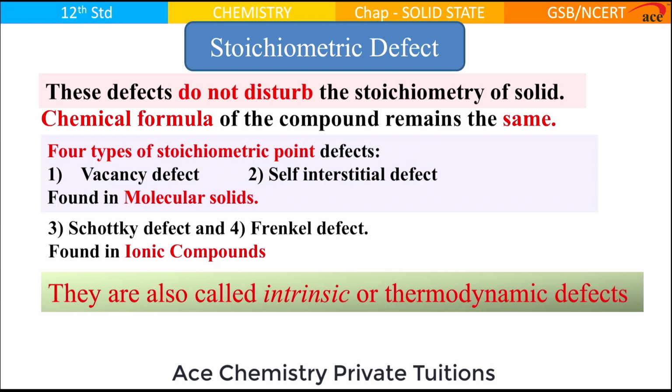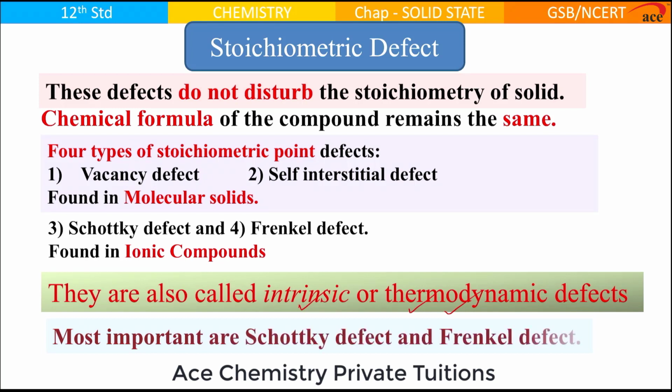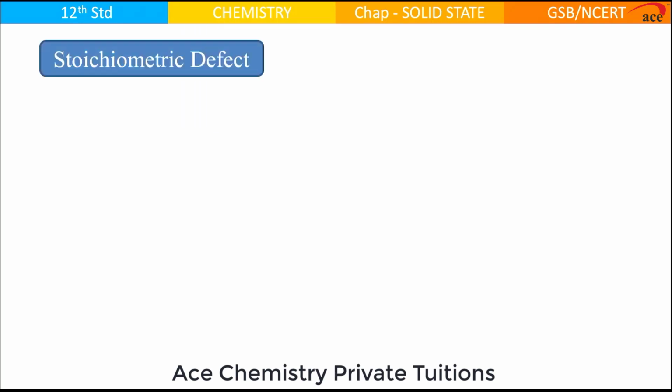They are also called intrinsic and thermodynamic defects. They got this name because they are found during crystallization, or during heating or hammering or such things which are heat related. Therefore, the name thermodynamic defects. Most important of all these defects are Schottky defect and Frenkel defect.